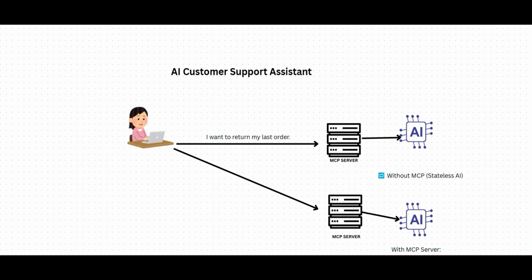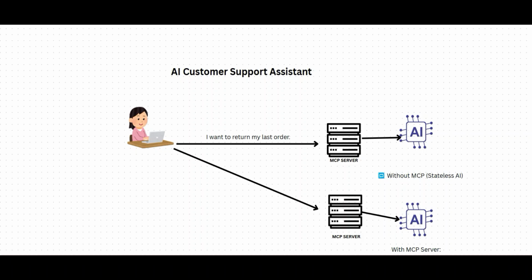Let's say you are using an AI assistant in an e-commerce app and you ask, I want to return my last order. Now there are two possible scenarios. The first scenario is with an MCP server and the second is without an MCP server. Let's understand what happens if we go without an MCP server, or stateless AI.